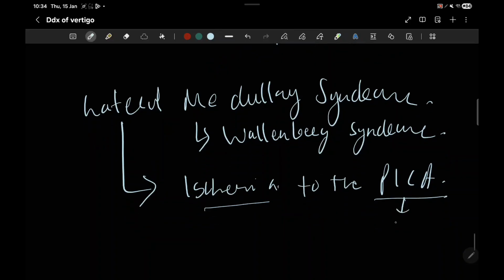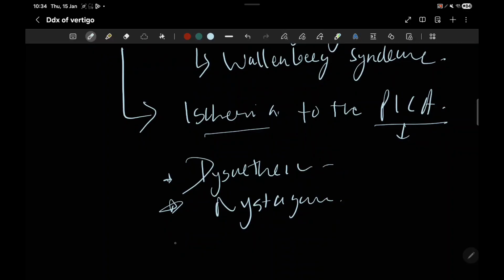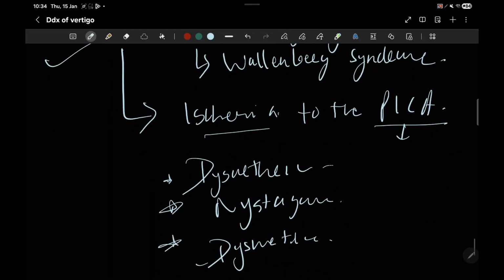So the PICA supplies the cerebellum. Okay, so when the cerebellum is involved, what happens? You find patients having dysarthria, which is difficulty in speech, and nystagmus. Okay, your pupils go left and right, and vertical nystagmus, that's horizontal nystagmus. Also dysmetria. You cannot calculate the distance. So all these problems are involved in lateral medullary syndrome, and this is it.